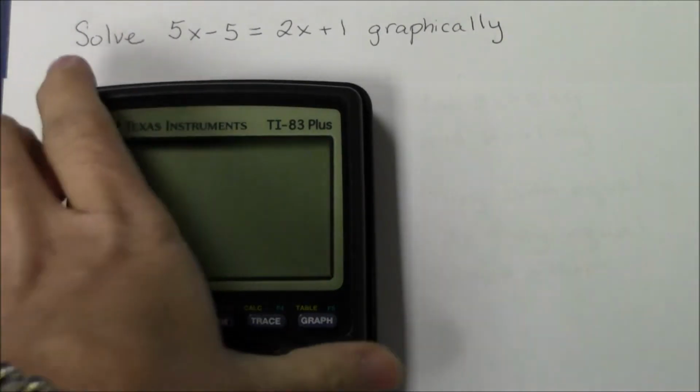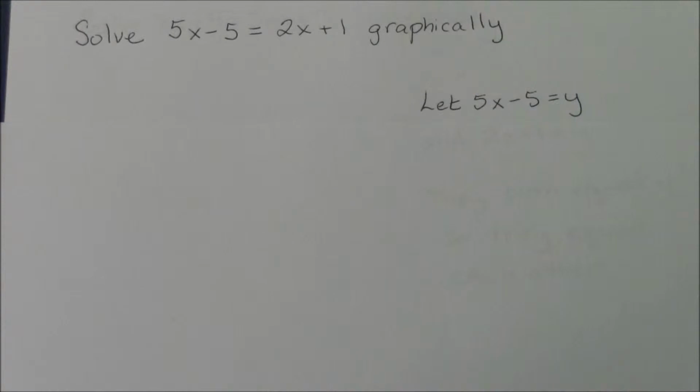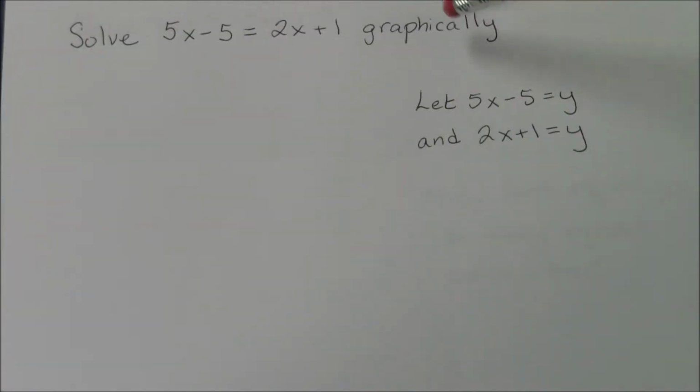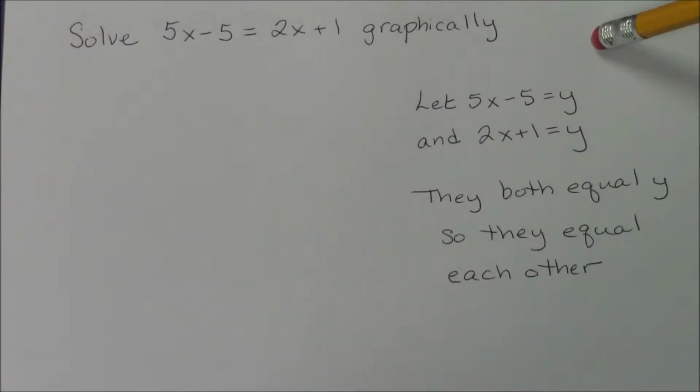So what I'd like to do first is let 5x minus 5 equal y. So what we've dealt with here is the left-hand side of this equation. But if this equals y, then this side, the 2x plus 1, also has to equal y. So we're going to also let 2x plus 1 equal y. So now what we have is two equations where y equals something. Y equals one thing, y equals another thing. They both equal each other since they both equal y.